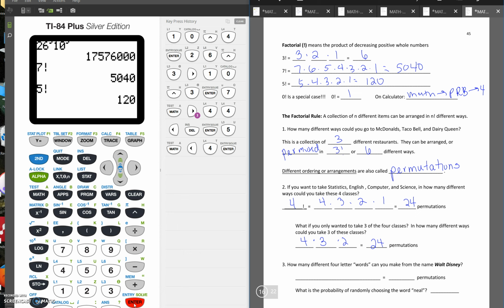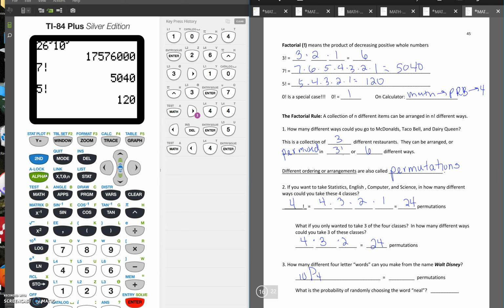Okay, number 3 here says, how many different 4-letter words can you make from the name Walt Disney? So we're just saying if you take those letters, how many ways can you pick 4 letters and rearrange them? Now this is what's called a permutation. So we're going to count the total number of letters. So 4, 5, 6, 7, 10 total. So there are 10 letters, and we're permuting 4 of them. So this is known as 10P4.